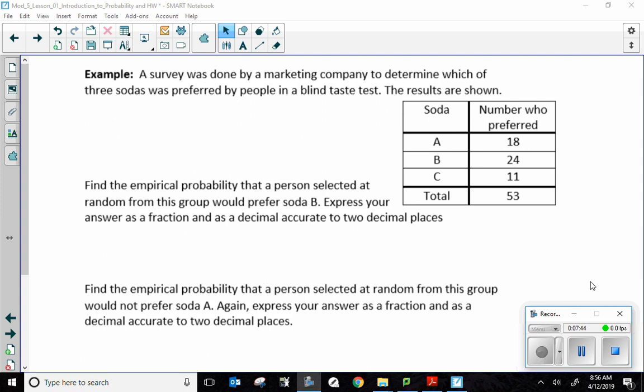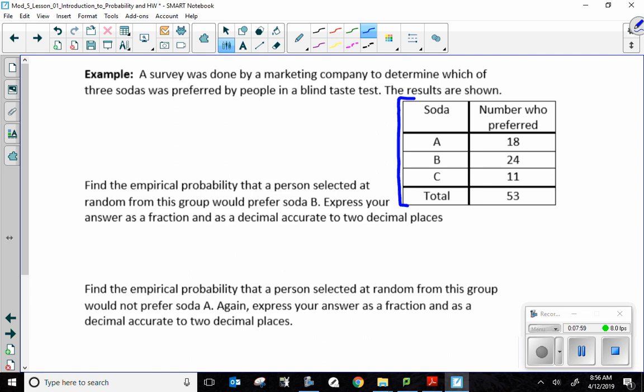All right, let's take a look at an example here. A survey was done by a marketing company to determine which of the 3 sodas was preferred by people in a blind taste test. The results are shown below. So this is nice. We have all of our data in this table right here.